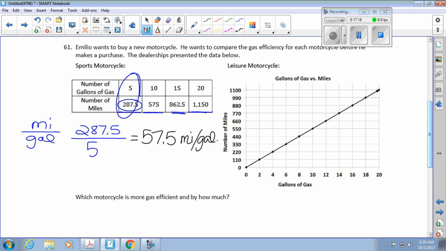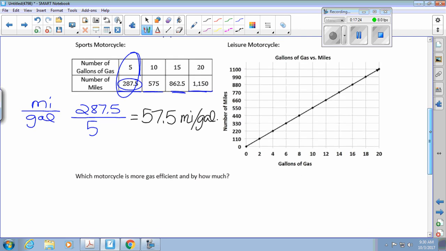Nice job. Okay, for the leisure motorcycle, before we can compare the two, we've got to figure out what the gas efficiency is for that. And they gave us this info via a graph, okay? So we are, again, going to take our miles and divide it by our gallons. So, miles divided by gallons. Who can tell me what we could use for miles? We could use the 110, for example. Very good.